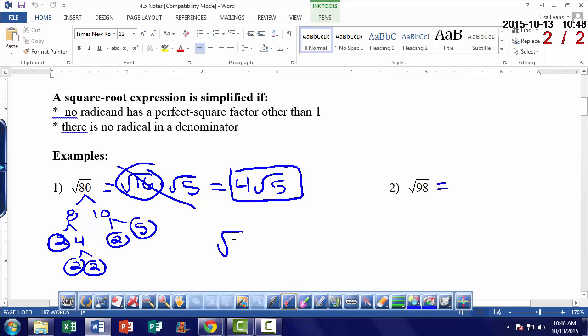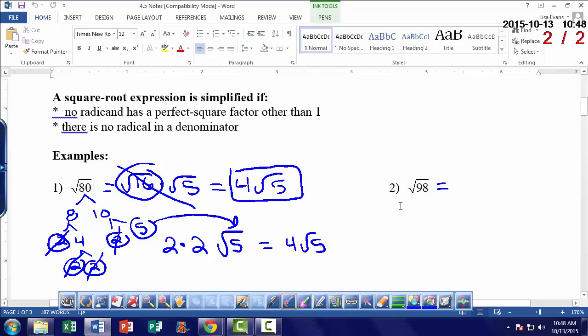Then what I do is I write my square root. Any number that I see two of, I cross two of them off and write one on the outside. Cross two of them off, write one on the outside. Any leftovers go on the inside. Now, if I ever have more than one term on the outside or more than one term on the inside, we multiply. So I still get 4 root 5.